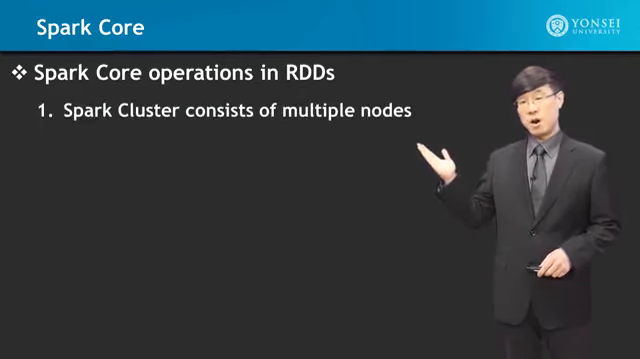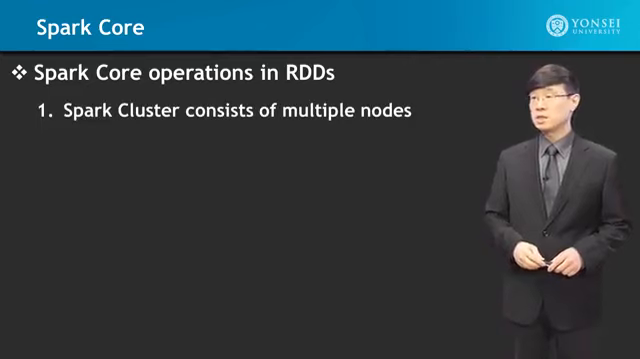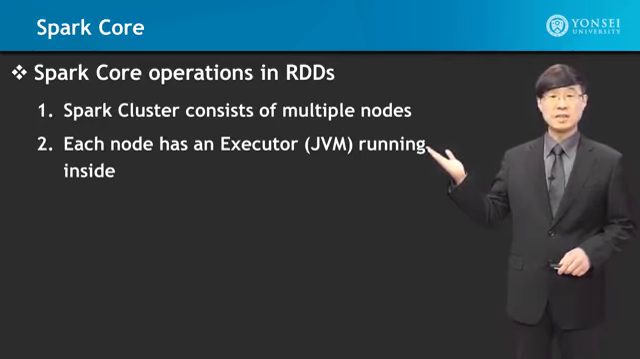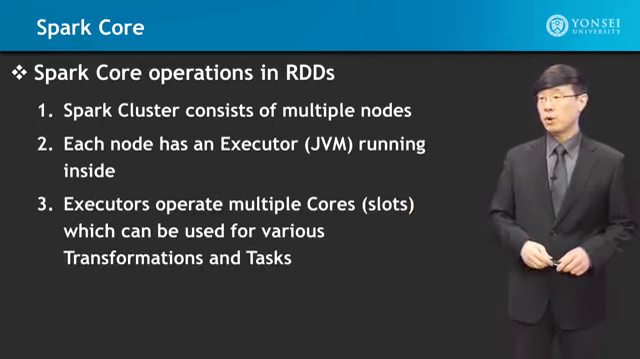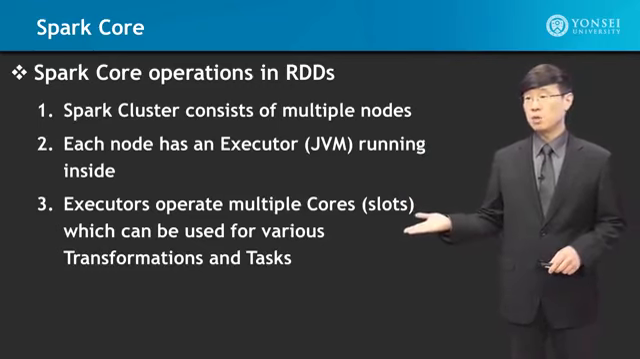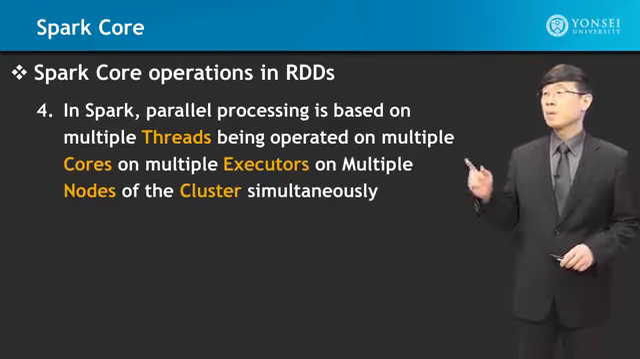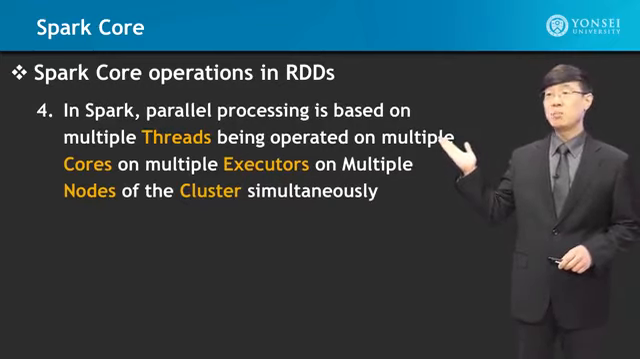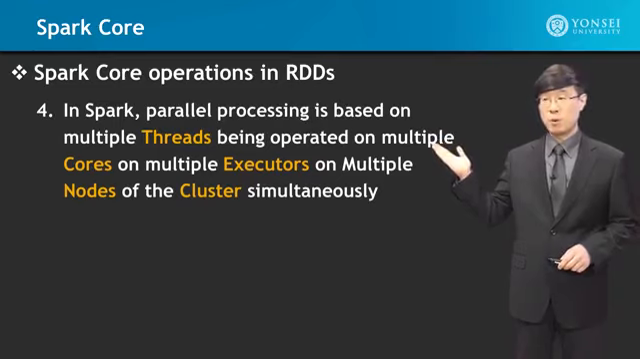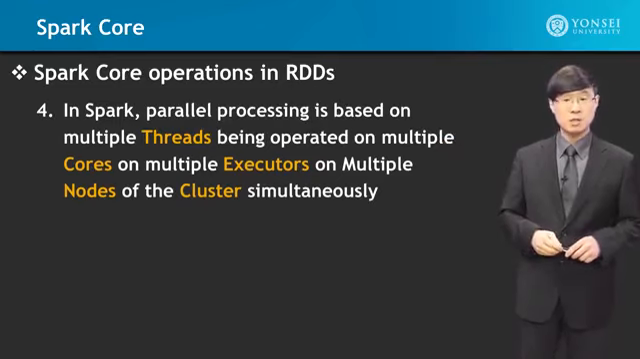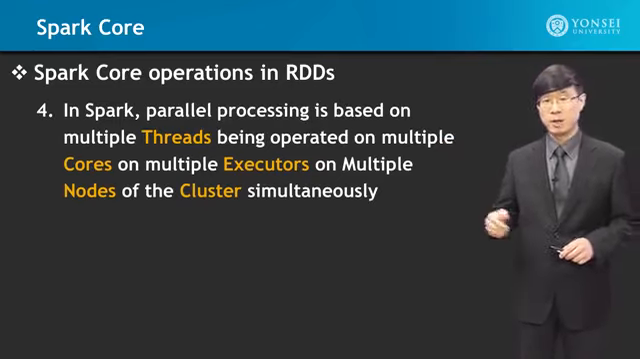In operations of RDD, a Spark cluster consists of multiple nodes. Each node has an executor, a JVM, a Java virtual machine, running inside. Executors operate multiple cores, which can be used for various transformations and tasks. In Spark, parallel processing is based on multiple threads, as I have explained before, and is operated on multiple cores on the multiple executors on multiple nodes of the cluster simultaneously in parallel.